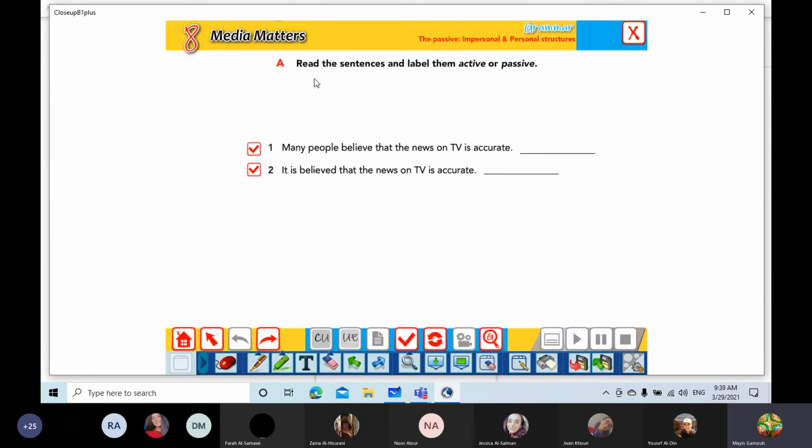Let's start with the first exercise, Yusuf. Read the sentences and label them if they are active or passive. Many people believe that the news on TV is accurate. I want you to solve the first one. Many people believe that the news on TV is accurate. Is it an active or a passive sentence? Active. It's an active sentence.